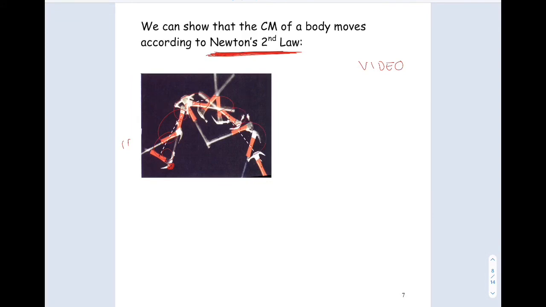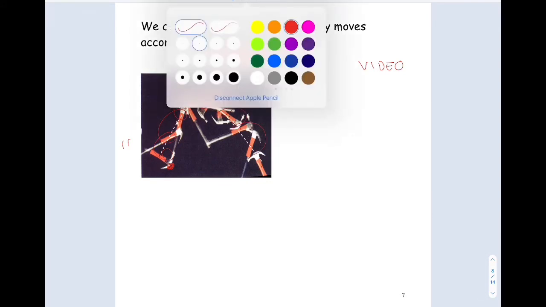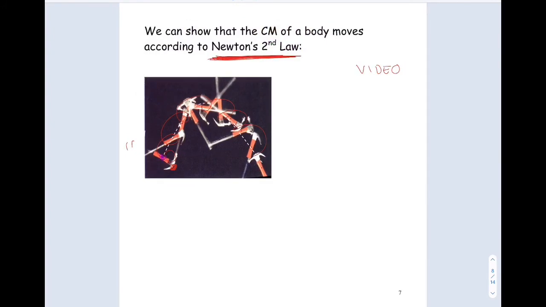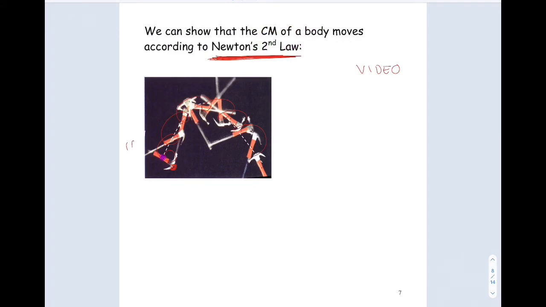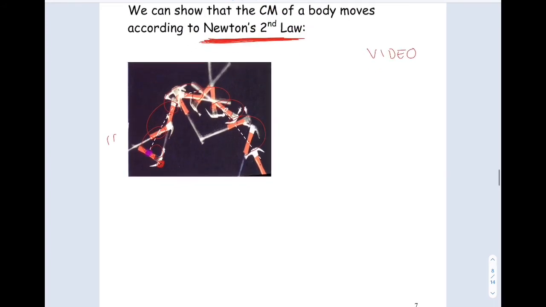But if I choose to look at the center of mass, which is this dot right there, which is the center of mass, it acts just like our projectile. That dot just follows a parabolic path, because the only force acting on the object is its weight, and that weight appears to act at the center of mass.